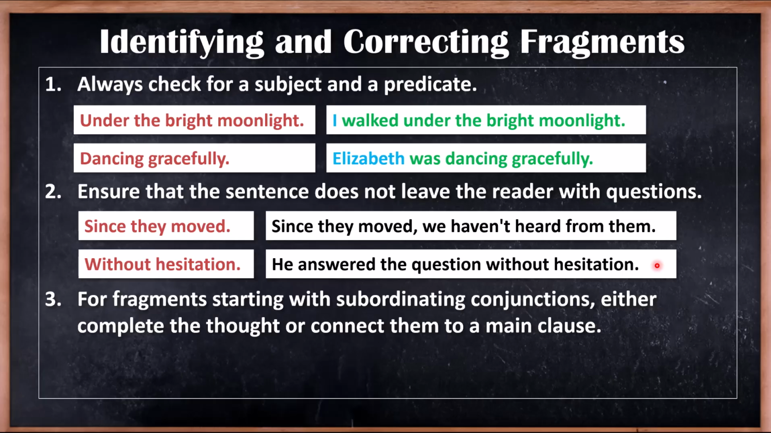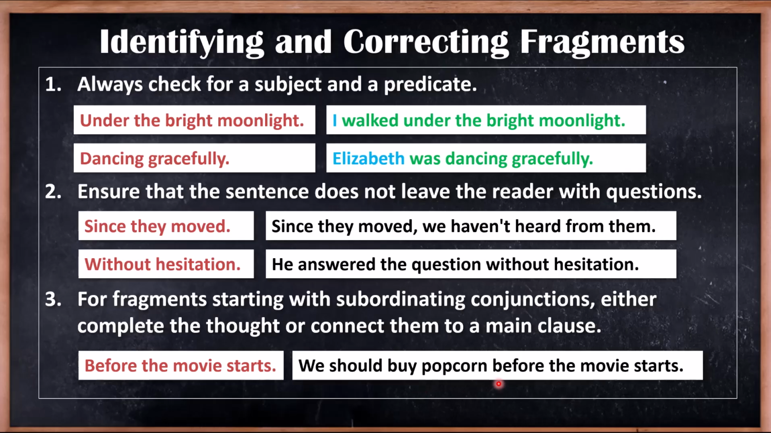And finally, for fragments starting with subordinating conjunctions, either complete the thought or connect them to a main clause. For example, "Before the movie starts." "We should buy popcorn before the movie starts." In this case, we've added more information so the sentence makes sense.